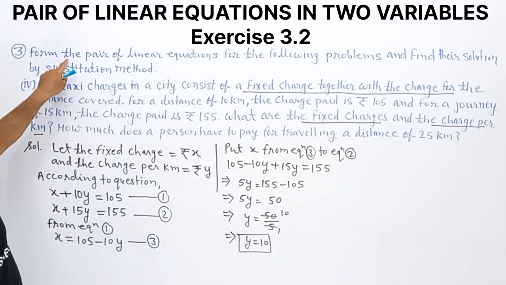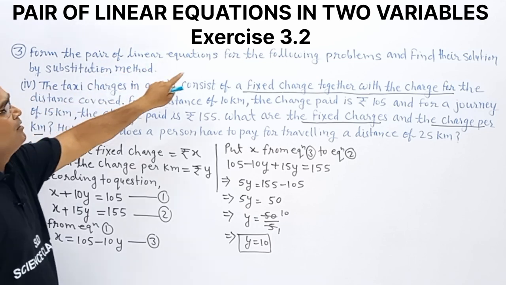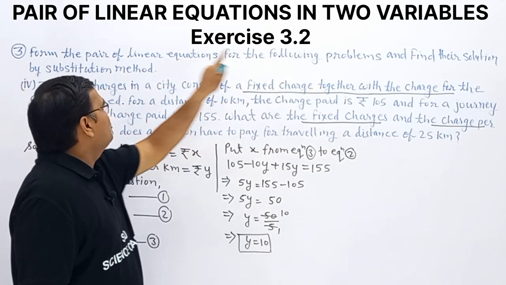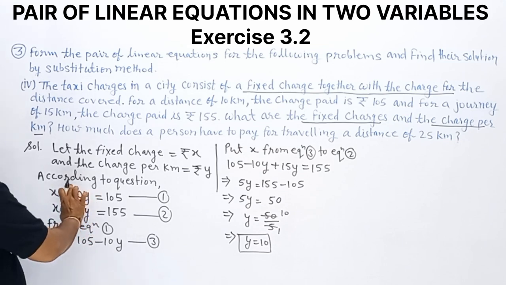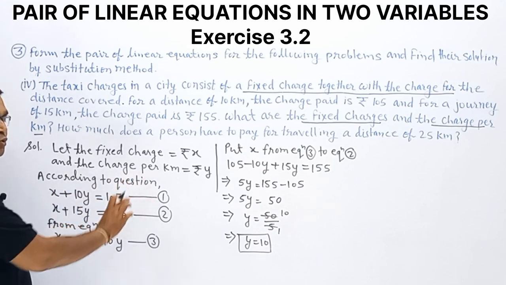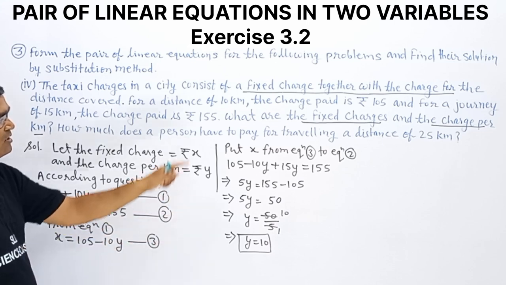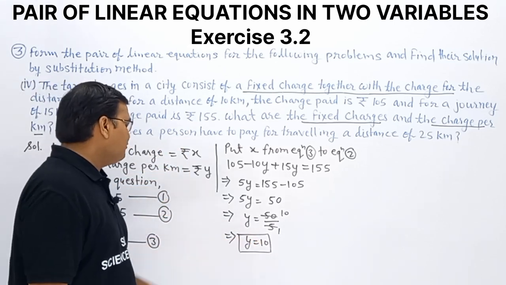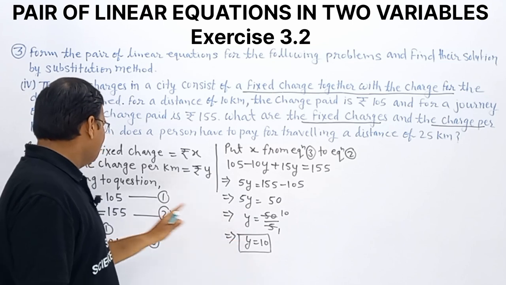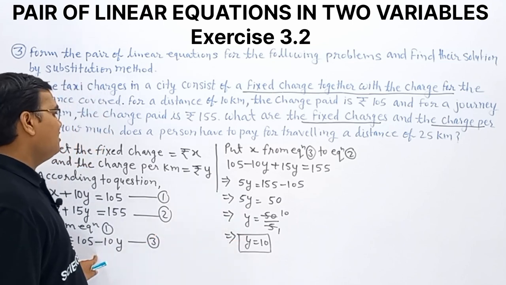In this question, first we want to form a pair of linear equations, then find the solution by using the substitution method. So we obtained the pair of linear equations, we want the solution, so we are using substitution. Now y equal to 10 we obtained. We will put this value in equation number 3, then we can find the value of x.